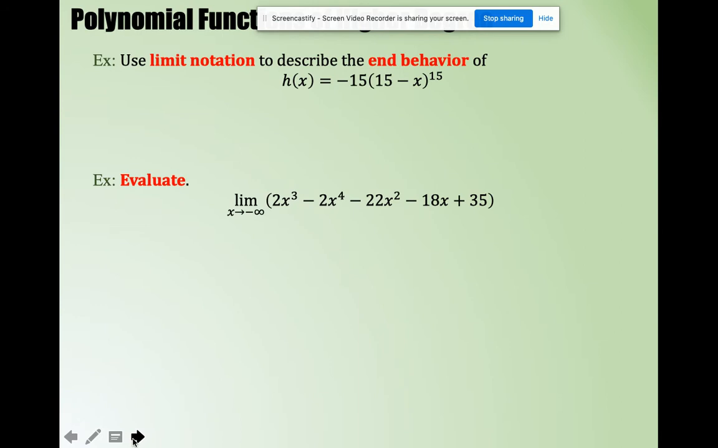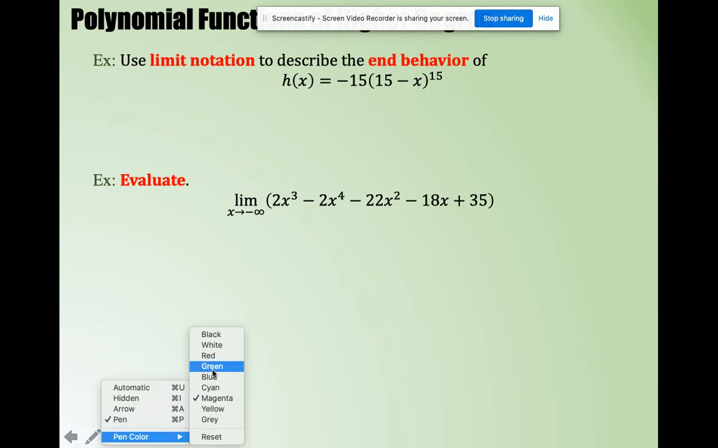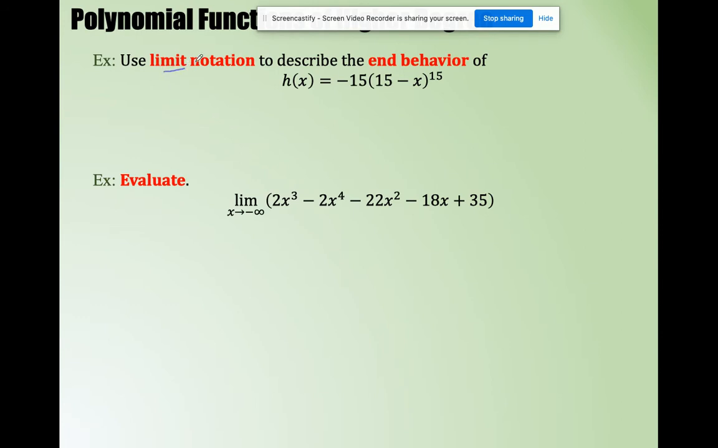So look at this example. Use limit notation. Pay attention to the direction. So in your notes, I've made it red. You should make it bold or underline or some other color, or highlight, whatever you want. But if the directions ask you to use a notation, there's going to be rubric points for that notation. Use limit notation to describe the end behavior of this. Now, this is a trap.